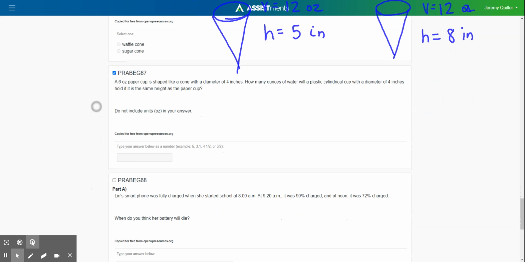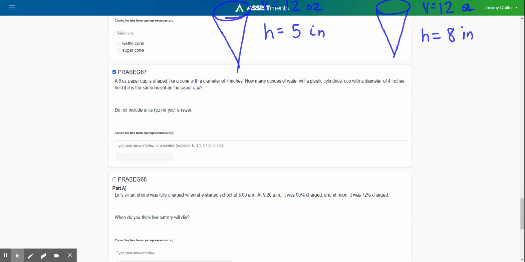The next question talks about a paper cup that's shaped like a cone with a diameter of 4 inches. Pay attention to that piece, because the diameter of 4 inches on the cup is talking about all the way across. So how many ounces of water will a plastic cylindrical cup with a diameter of 4 inches hold if it's the same height as the paper cup?